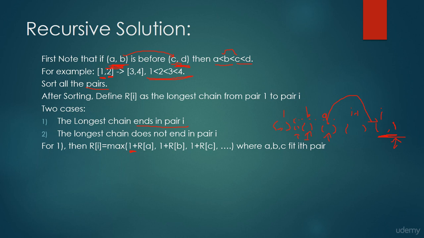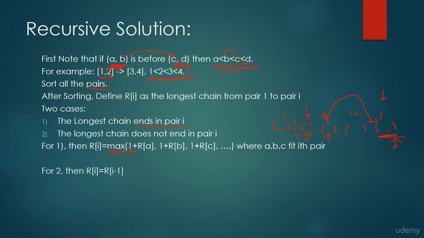So if we start at the ith pair, and we go back all the way to the first pair, we check for each pair if it follows this inequality with the ith pair. Then we add it into this maximum function, 1 plus Ra. So A, B, C, D, E, all of them fit the ith pair.